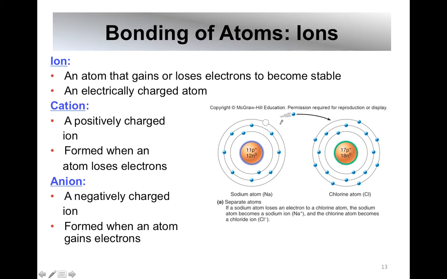still has its 11 positives, but it only has 10 negatives. So that's going to make sodium with a +1 charge. And that's why sodium is sometimes written like this. Chlorine, on the other hand, still has its 17 positives, but it gained an extra electron, so it has 18 negatives, and that's why chlorine is usually written like this, Cl-.